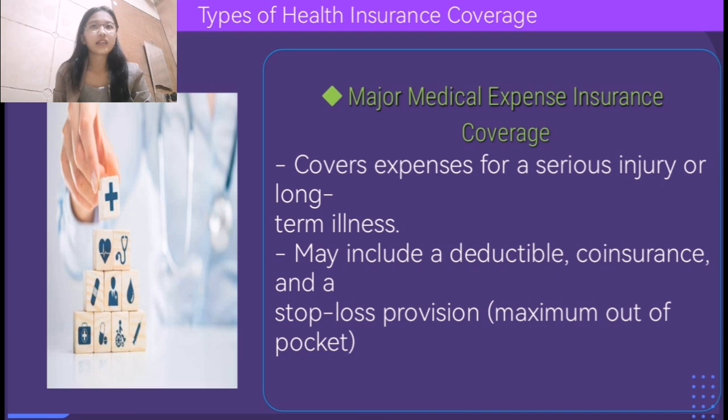And then the remaining 3,000 is owned by insurance na 20%, which is $600. So the total bill that you will pay is $1,400, and the rest of the remaining expenses will be paid by your health insurance company. So next is the stop loss provision.